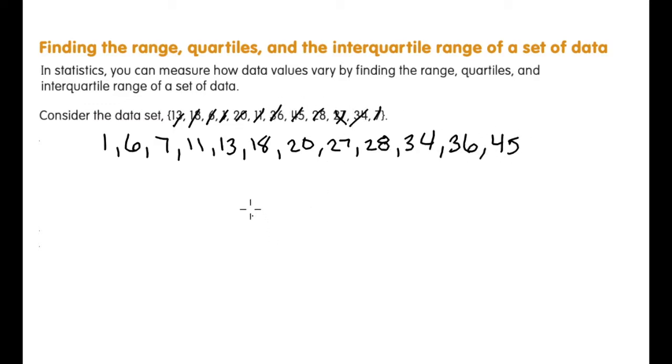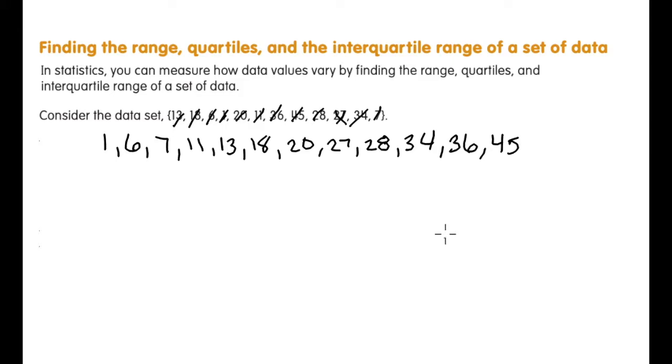So the first thing that we're going to look at is our range. The range shows you the difference between your highest value and your lowest value. So to find range, we want to take our highest value and subtract our lowest value from it. Our highest value is 45. Our lowest value is 1. So 45 minus 1 gives us 44. So the range in this set of data is 44.